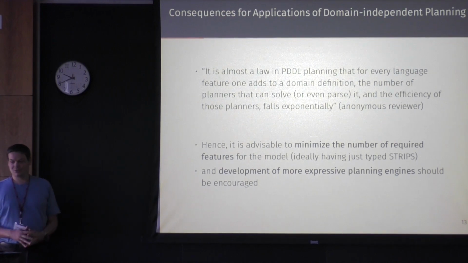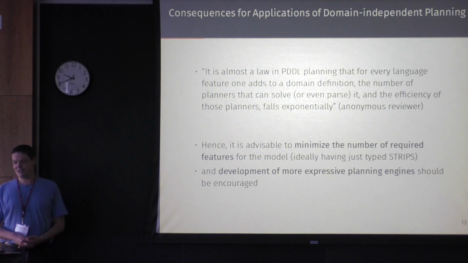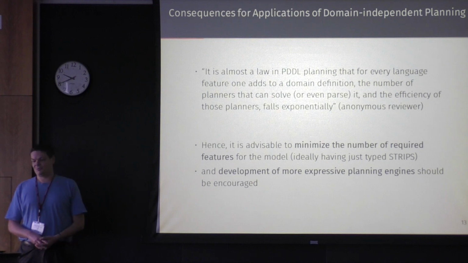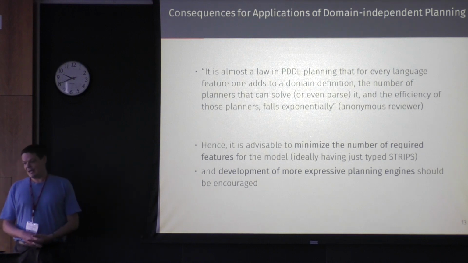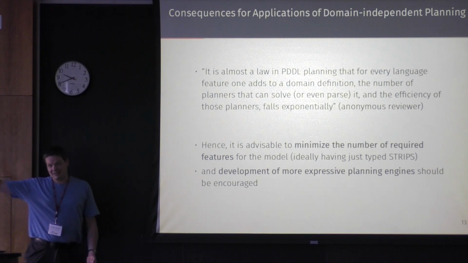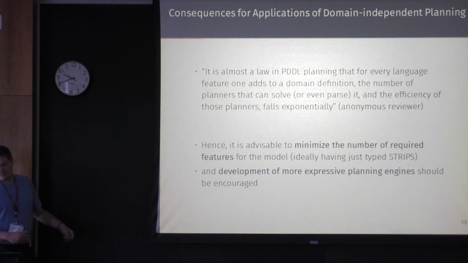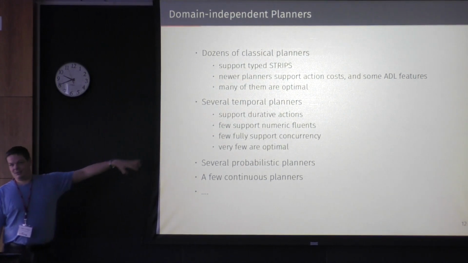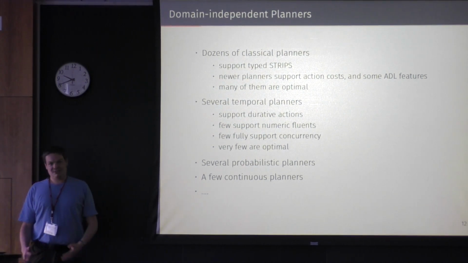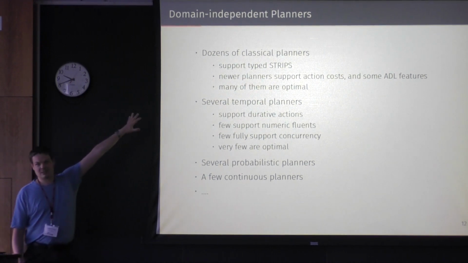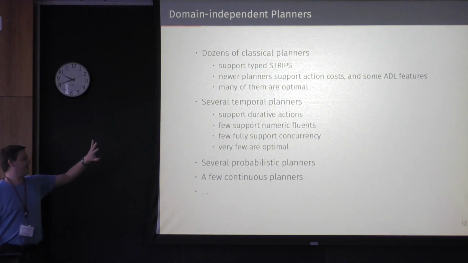And if I quote what he said, it's almost a law in PDDL planning that for every language feature one adds to a domain definition, the number of planners that can solve or even parse it, and the efficiency of those planners, falls exponentially. Clearly this might be a bit of an overstatement, but if we go back and look at the numbers of participants in the IPCs, basically everything goes like for classical planning. And this is a very widely studied area, right?